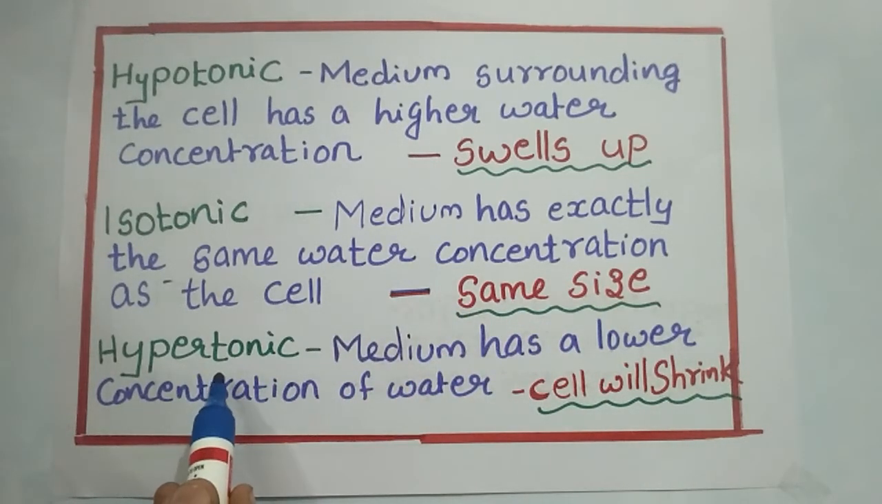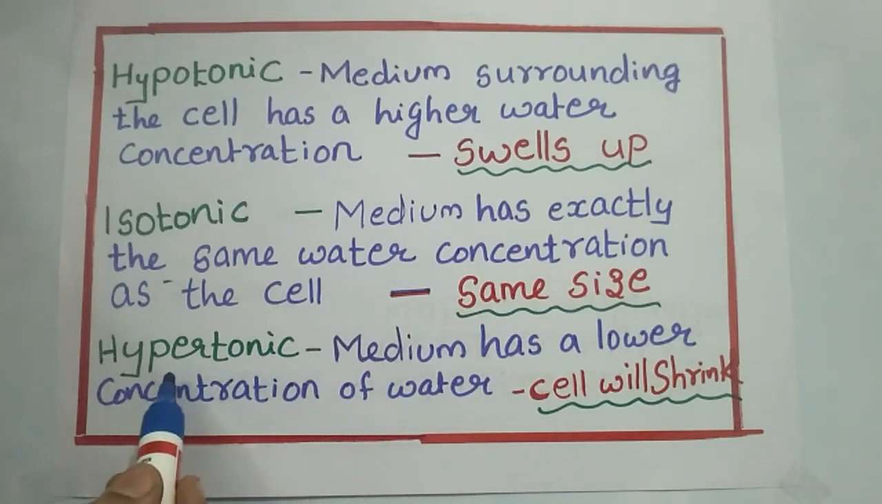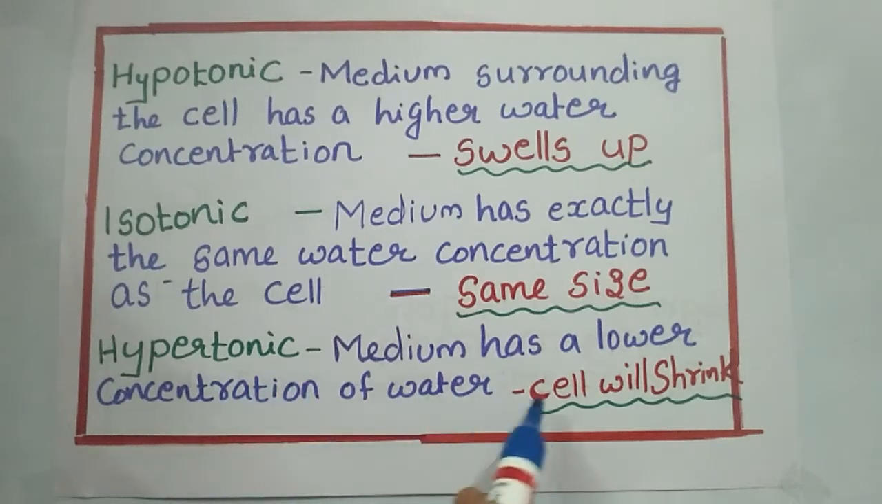Then what is hypertonic solution? If the medium has a lower concentration of water molecules than that of the cell, then that type of solution is called hypertonic solution. And what will happen if we put an animal cell or a plant cell inside that hypertonic solution? Then the cell will lose its water molecules by exosmosis, so the cell will shrink.